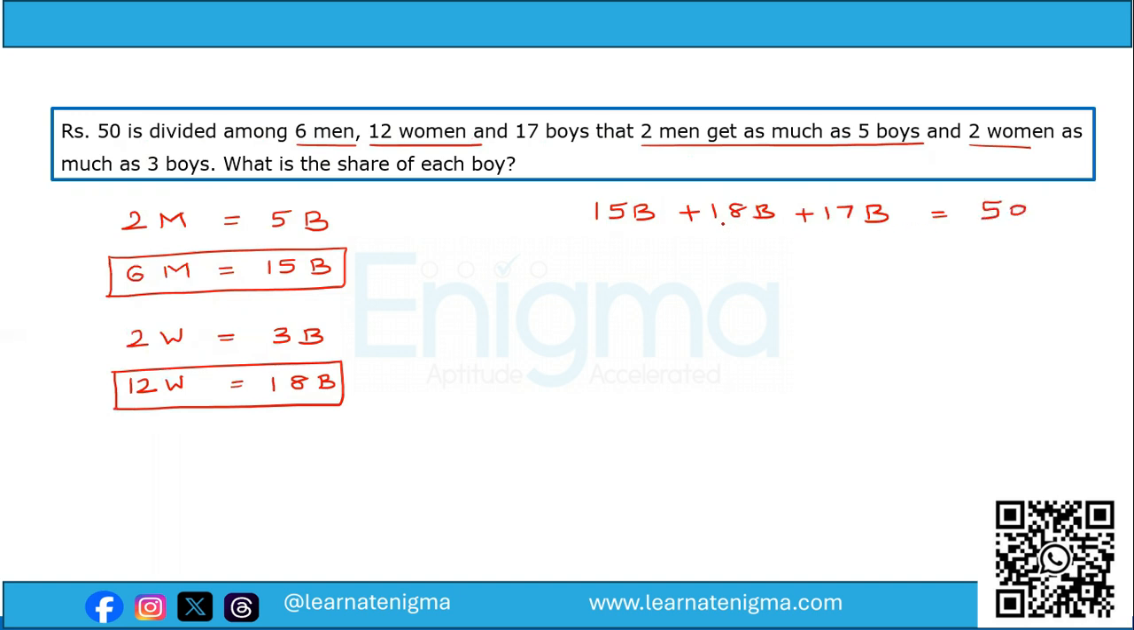Now 15 plus 18, that is 33, 33 plus 17, you have 50. So 50B is equal to 50. So therefore B is equal to 1. That means each boy is getting rupees 1. So that's our answer.